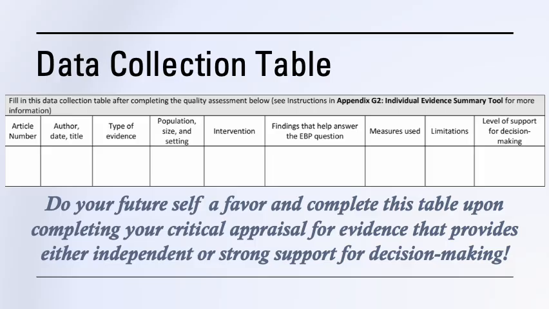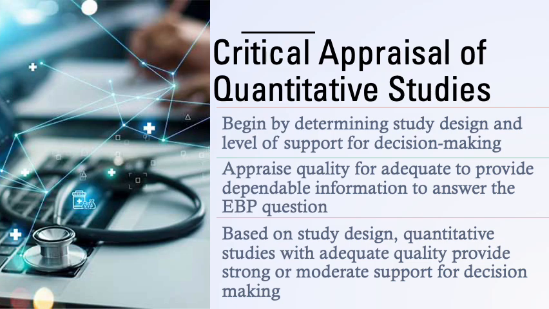Congratulations, you have now learned all the steps to critically appraise the quality of a piece of quantitative single study evidence. To recap what we have discussed with the critical appraisal of quantitative single study evidence, you should first begin by determining the study design and level of support for decision making using the decision tree from Section 1 of Appendix E2. Next, proceed to the quality appraisal using the quantitative quality appraisal tool in Section 2 of Appendix E2.